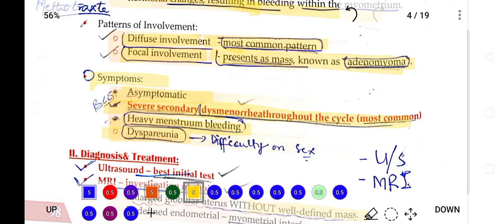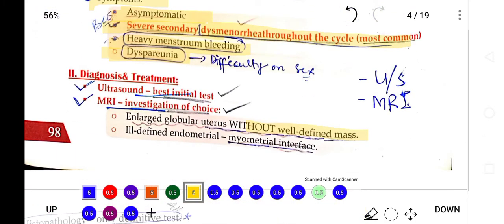So do not be confused with fibroids, because fibroids also present with heavy menstrual bleeding, menorrhagia, and enlargement of the uterus. But in adenomyosis, the uterus is painful when touched. It is tender, while in fibroids, the uterus is non-tender and asymmetrically enlarged. So this is the differentiating point.